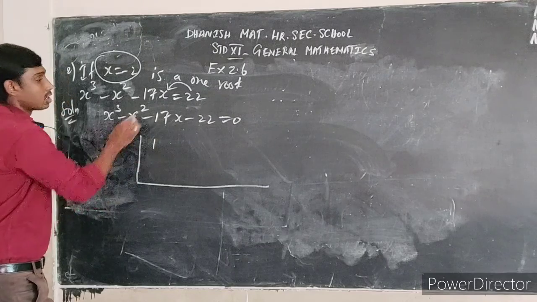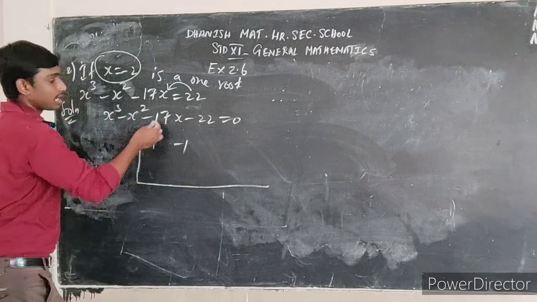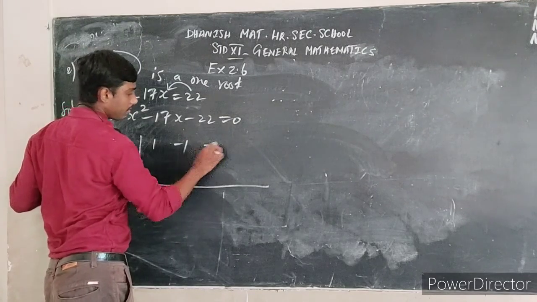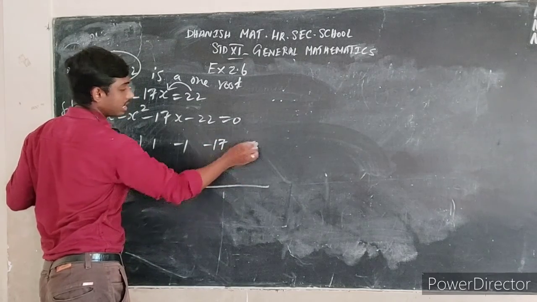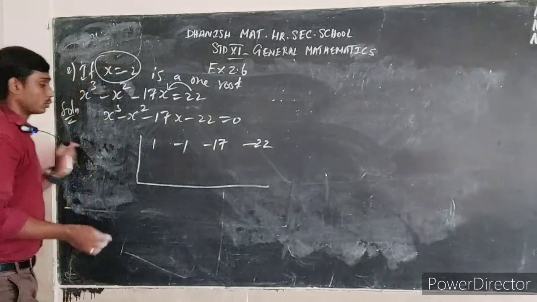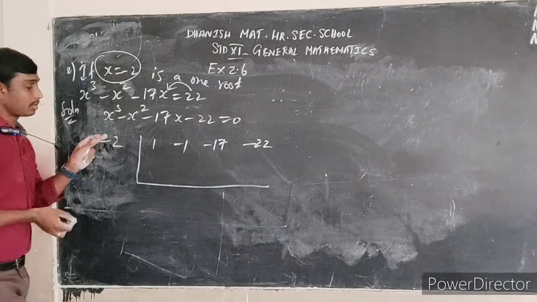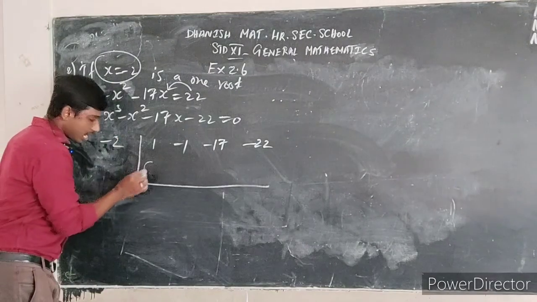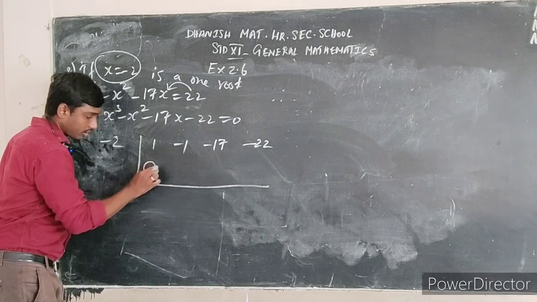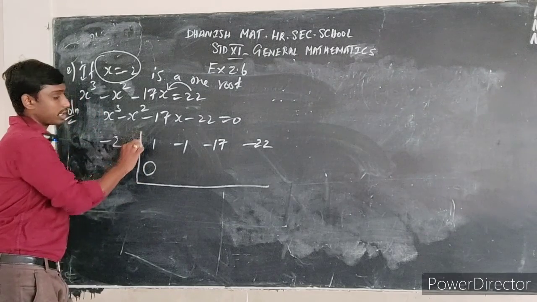That will be 1. Coefficient of x square value, minus 1. Here coefficient of minus x value, that will be minus 17. Here minus 22. So here question given here. What is the x is equal to first root here? That will be minus 2. So always we are putting 0 here.